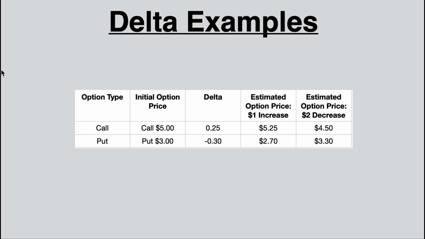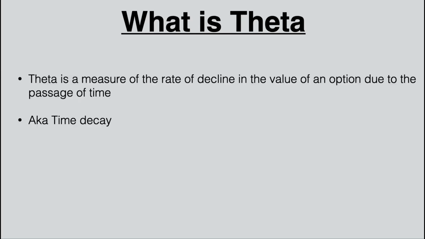So now the next one that I'm going to explain, which I think is the two most important ones, is theta. So the exact financial definition of theta is the measure of the rate of decline in the value of an option due to the passage of time.